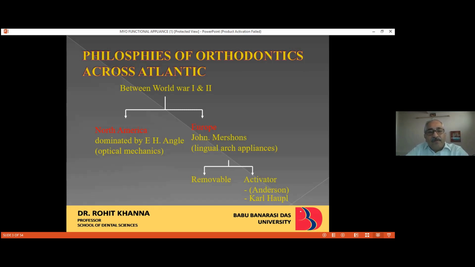Whereas Europe was using two basic appliances, one the removable appliance, the other the activator. Now, the activator is a myofunctional appliance, whereas removable appliances like active plates are used as removable appliances. There was nothing very new about removable appliances, but the activator was something given by Andresen and Karl Haupl.